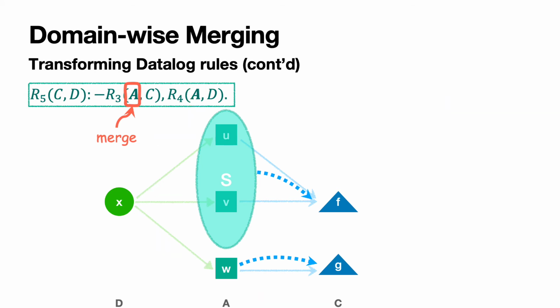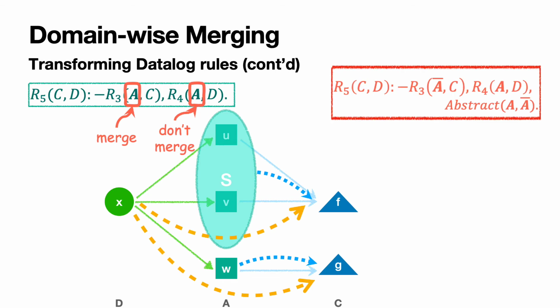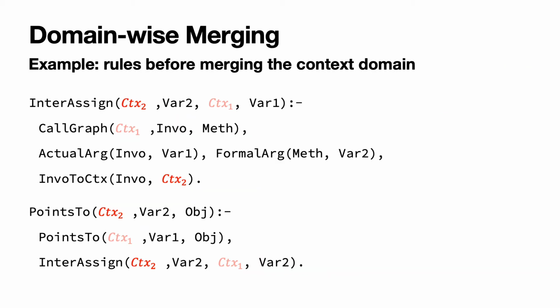If the first domain of R4 is not the sensitivity domain, we also need to insert an abstract relation into this rule to bridge the gap between concrete values and abstract values. Then we show the transformation on more realistic rules. These two rules derive the one object-sensitive points-to relation in the previous example.